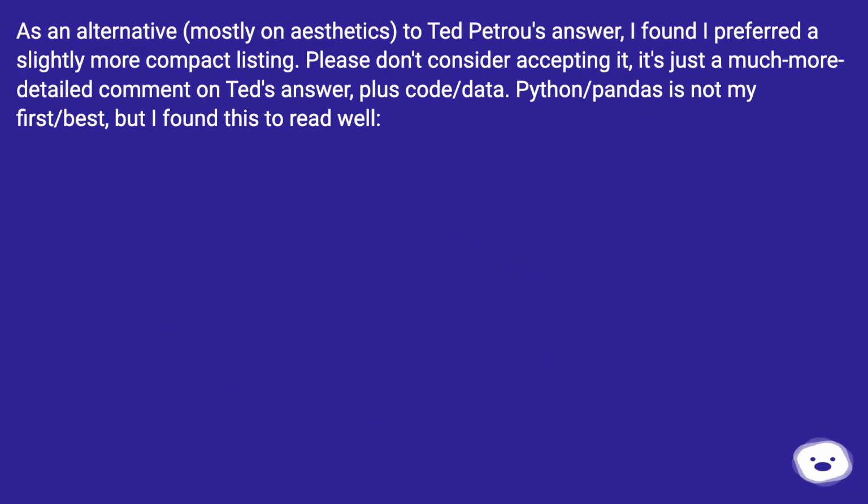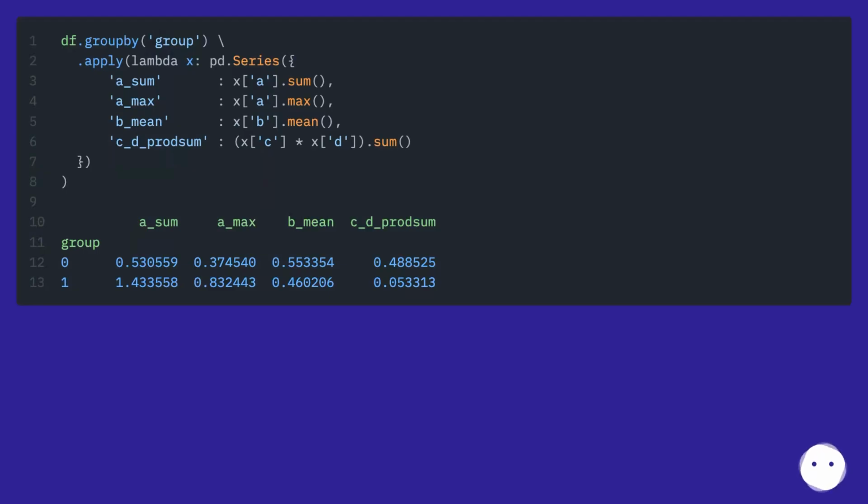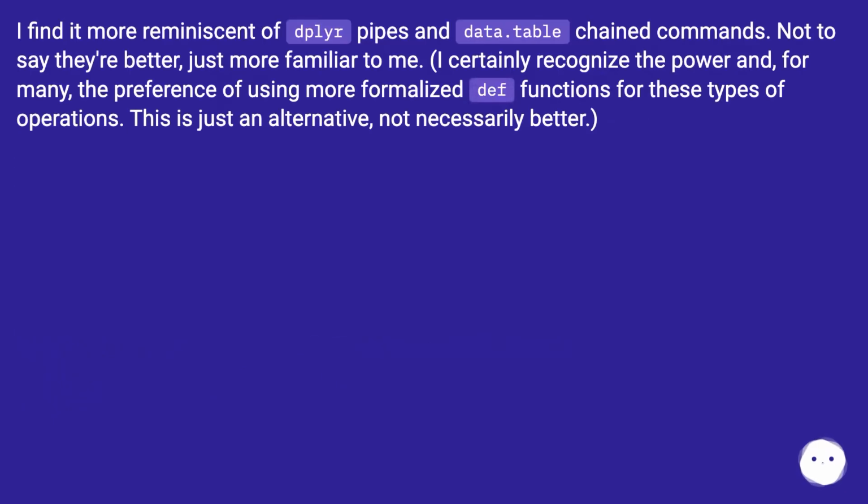As an alternative, mostly on aesthetics, to Ted Petrou's answer, I found I preferred a slightly more compact listing. Please don't consider accepting it, it's just a much more detailed comment on Ted's answer, plus code and data. Python pandas is not my first language, but I found this to read well. I find it more reminiscent of dplyr pipes and data.table chained commands. Not to say they're better, just more familiar to me.